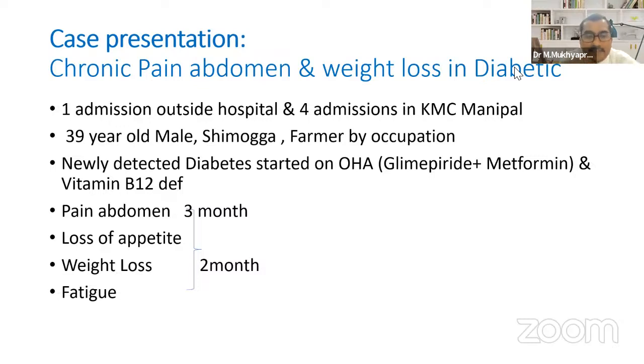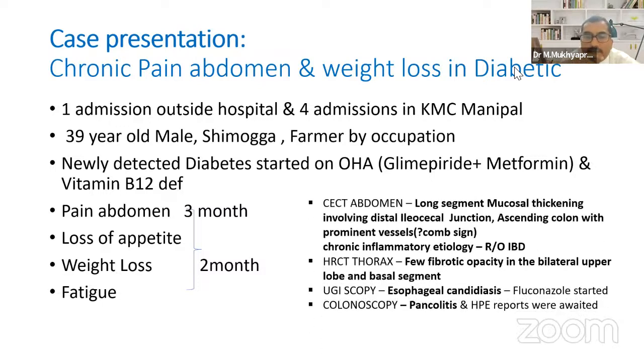His roller coaster started with the detection of diabetes about 2 to 3 months back, when he was started on oral hypoglycemic agents, glimepiride and metformin, and he was also found to have vitamin B12 deficiency. He was started on treatment. Then he started developing pain abdomen for 3 months. Slowly, over a period of time, he started losing appetite and weight, and fatigue was another complaint, which was there for 2 months.